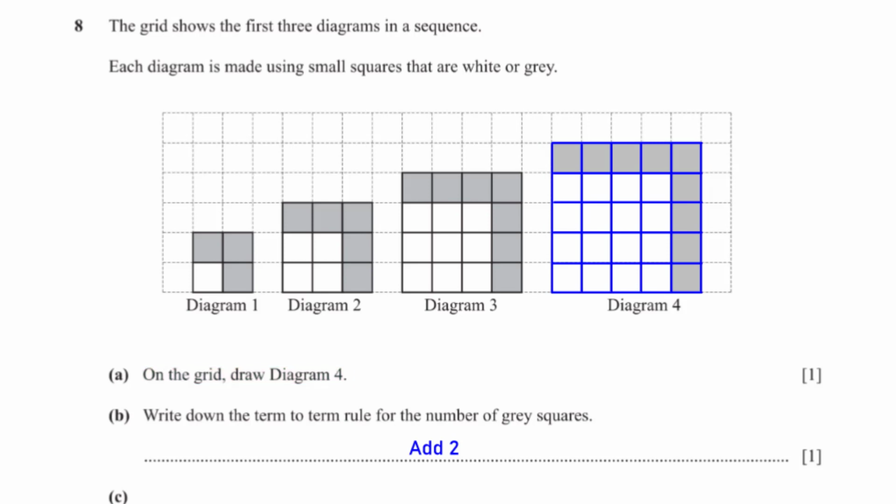Write down the term to term rule for the number of gray squares. When we count the number of gray squares in each diagram, we see that the term to term rule is to add 2.